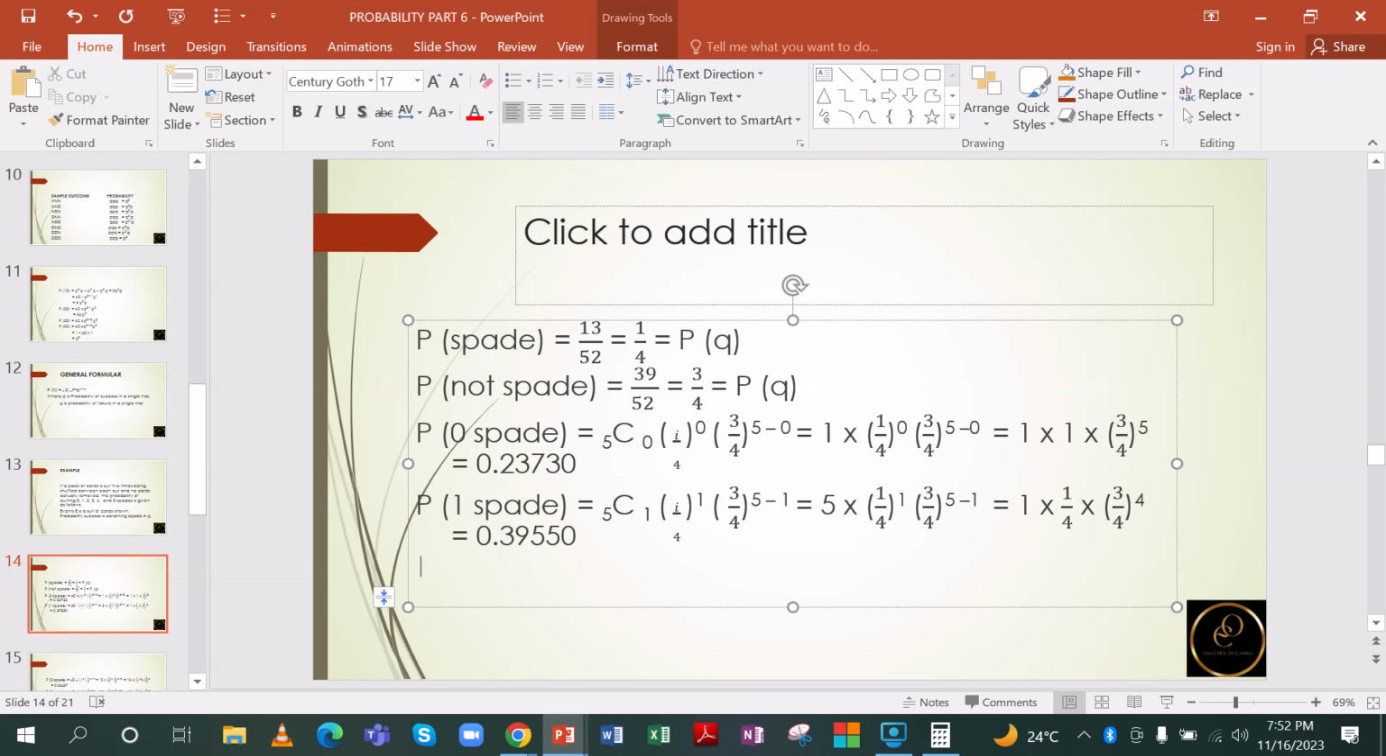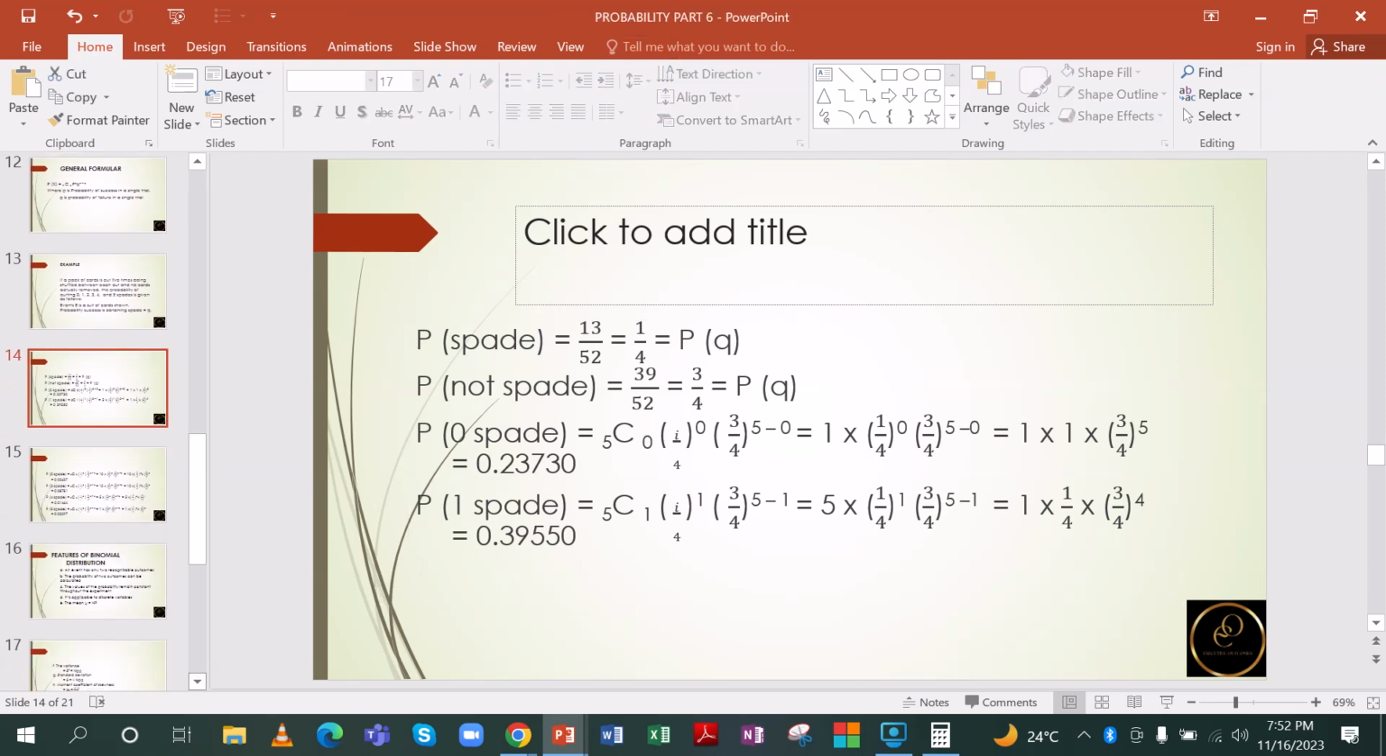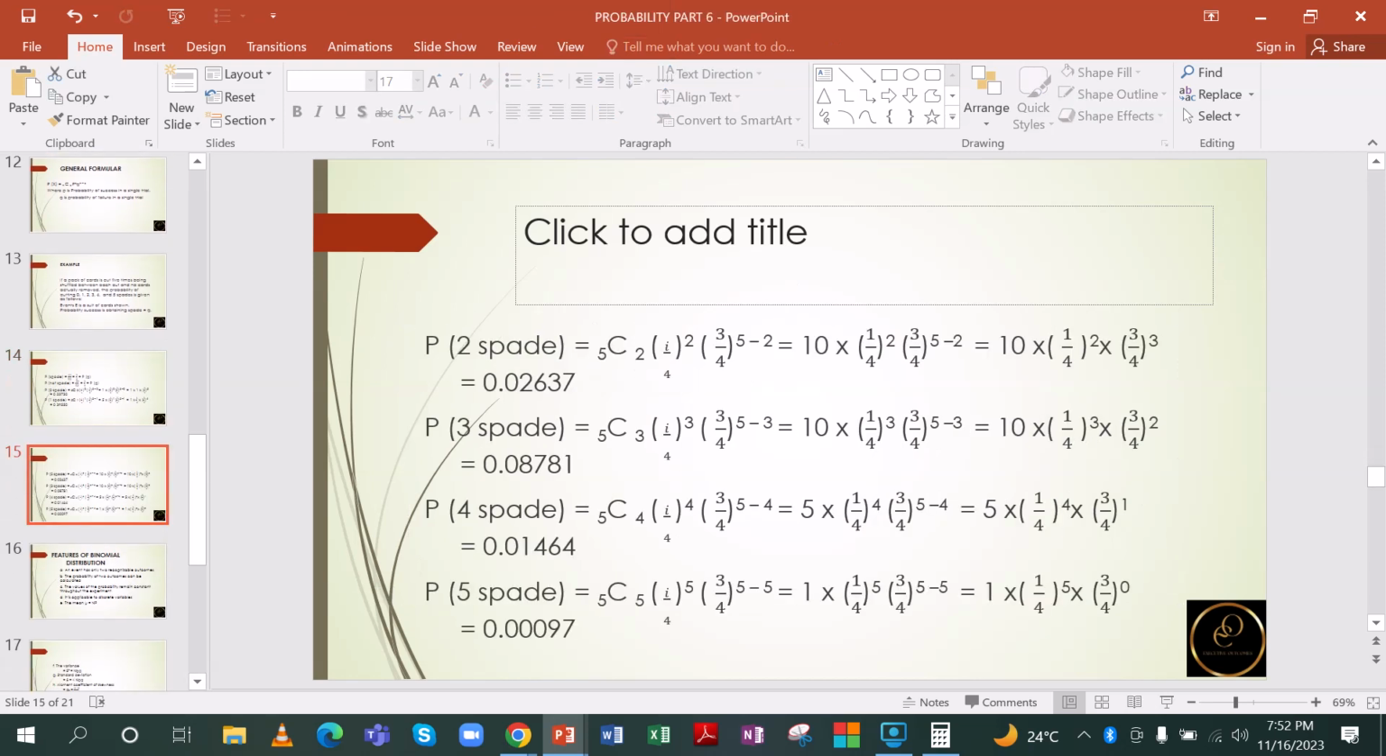Again, you move on to find the probability of drawing 2 spades in 5 trials. It will be the same: you use the general formula, you slot in, and you find this. Until you reach the probability of drawing 5 spades, which will be 0.0097. Are we together? Yes, ma'am.